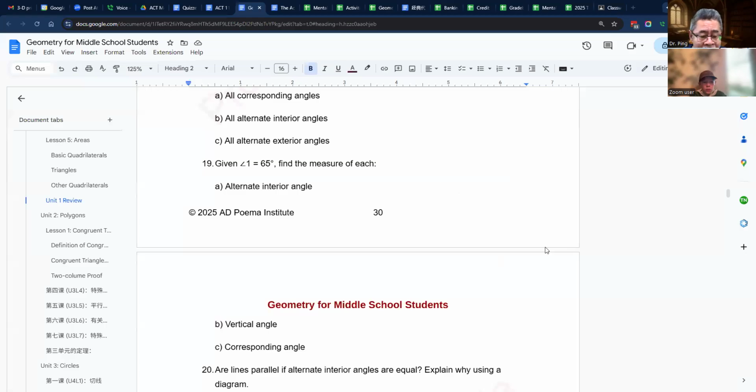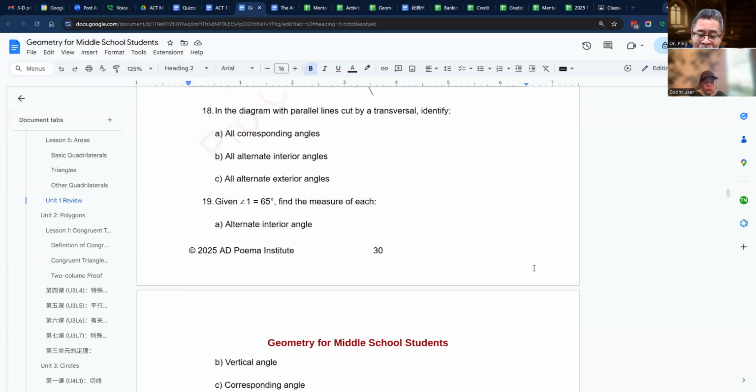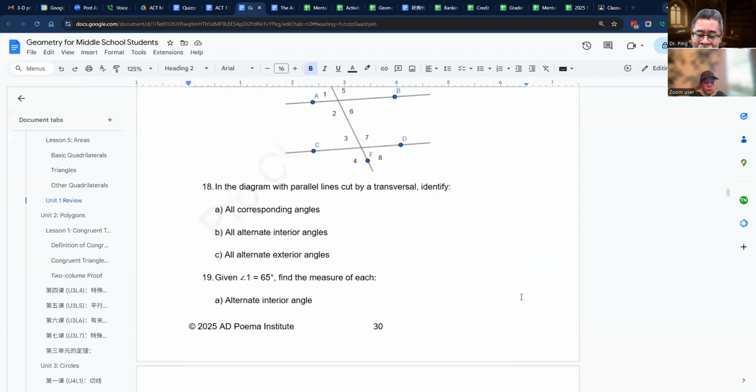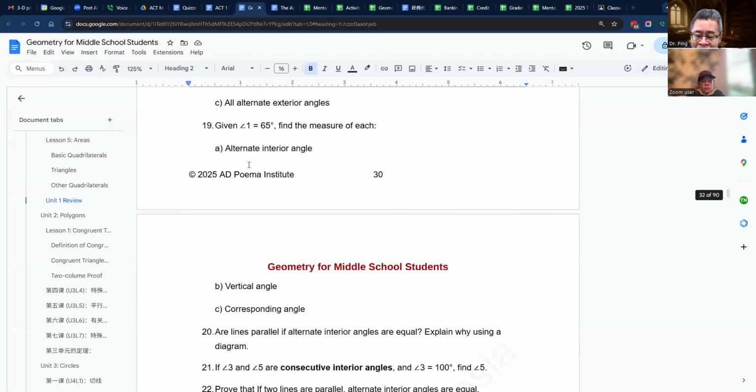Number 19, given that angle 1 is 65, find the measure of each. A is alternate interior angle measure, B is vertical angle, C is corresponding angle. Good.